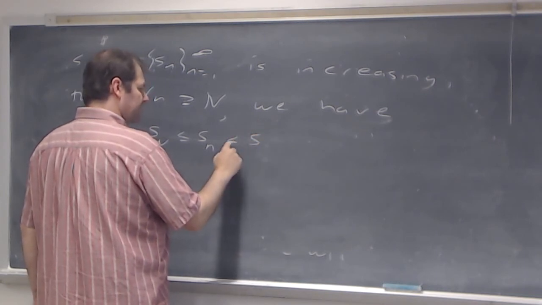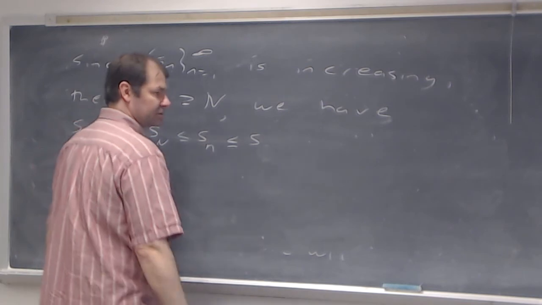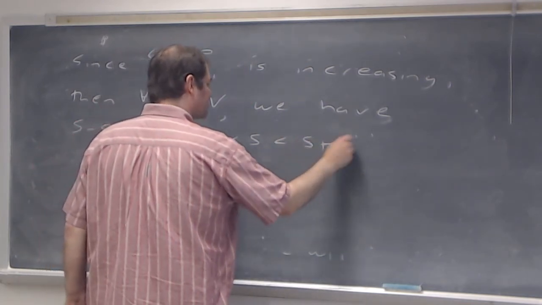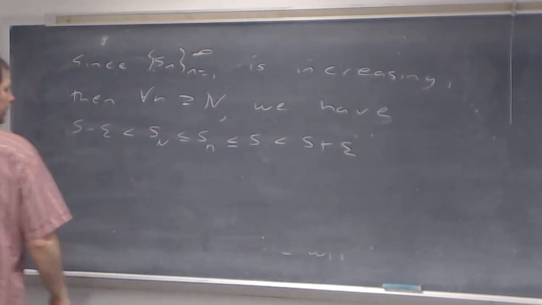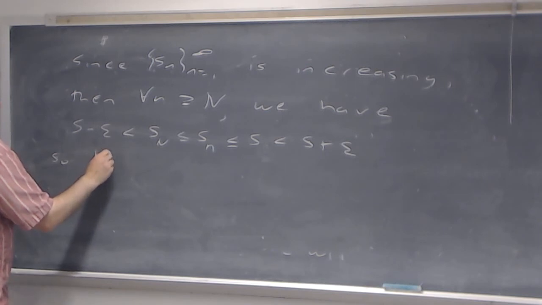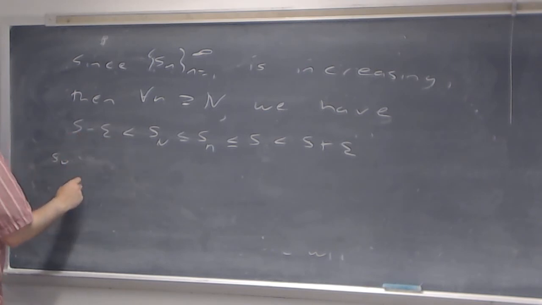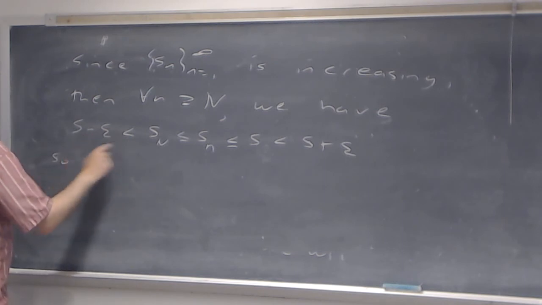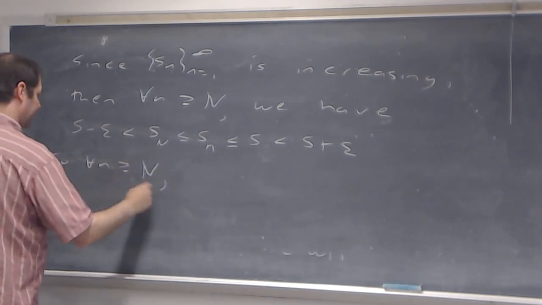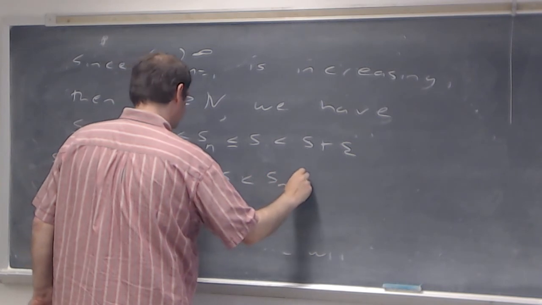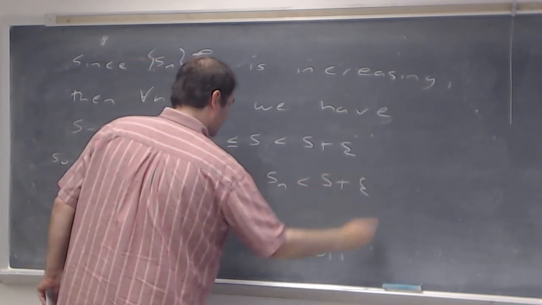And I can say it's less than or equal to, really, that's what it should be. I just said less than up there. Less than or equal to. But that's less than S plus epsilon. And so, let me rewrite this. For all n bigger than or equal to big N, we have S minus epsilon is less than S of n, which is less than S plus epsilon.